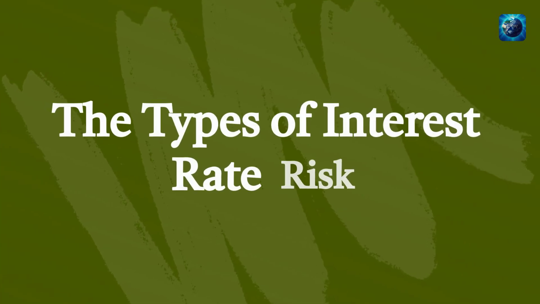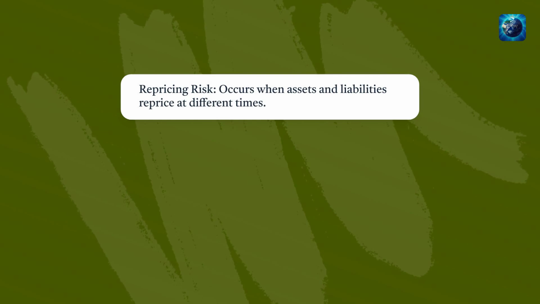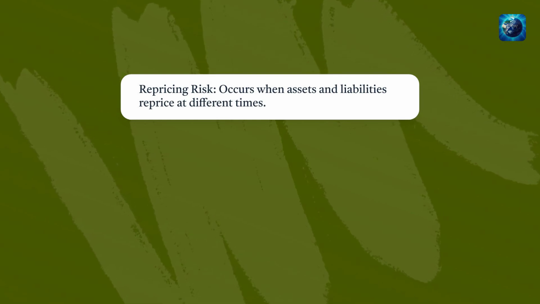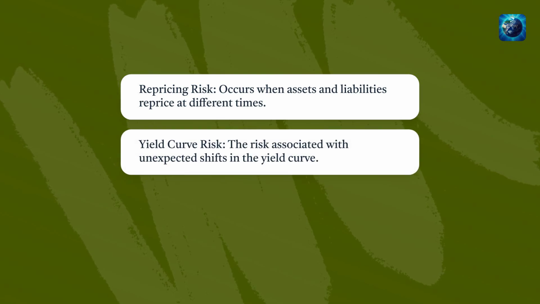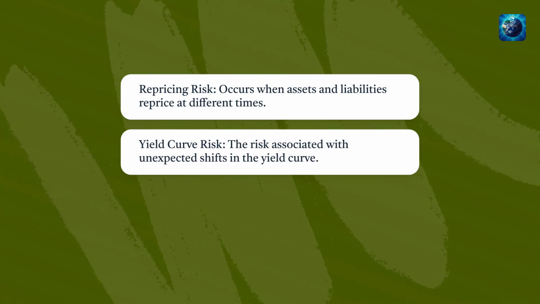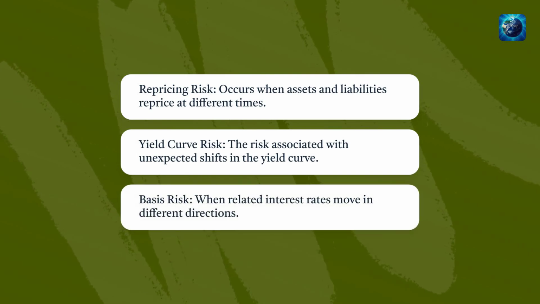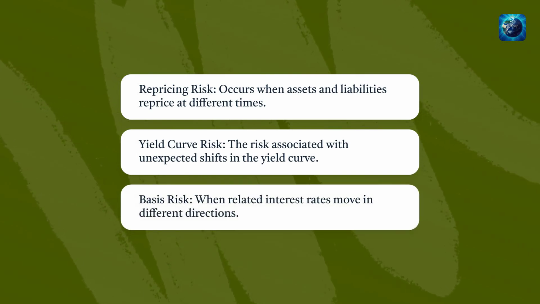The types of interest rate risk. Repricing risk occurs when assets and liabilities reprice at different times. Yield curve risk, the risk associated with unexpected shifts in the yield curve. Basis risk, when related interest rates move in different directions.